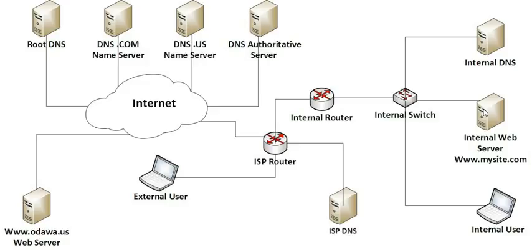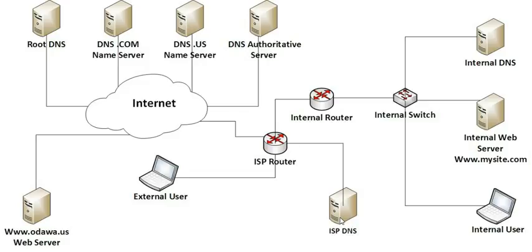The third example I'm going to explain is if the same internal user here would like to connect to www.odawa.us as web server. The same thing kind of happens as in the original example, except it will go through a different name server. So I'm going to show the path here real quick. The internal user will send out a request that'll go through the internal network out of my router, also to the ISP's router to the ISP's DNS.